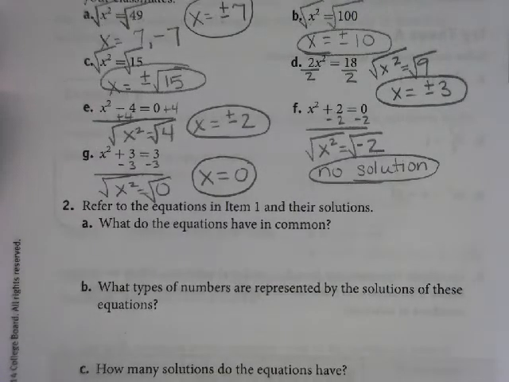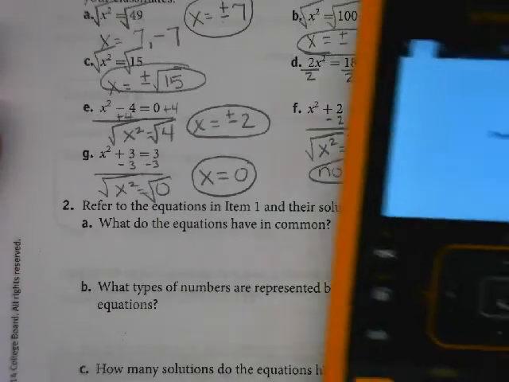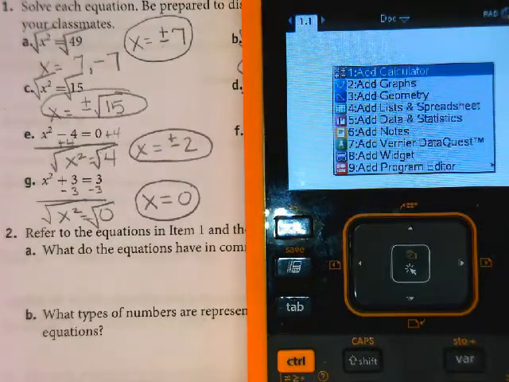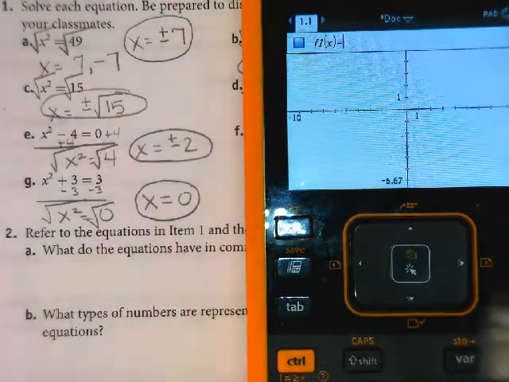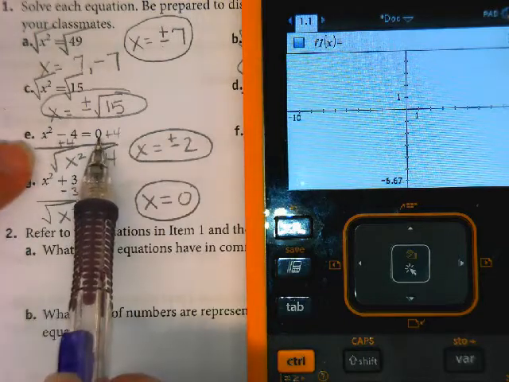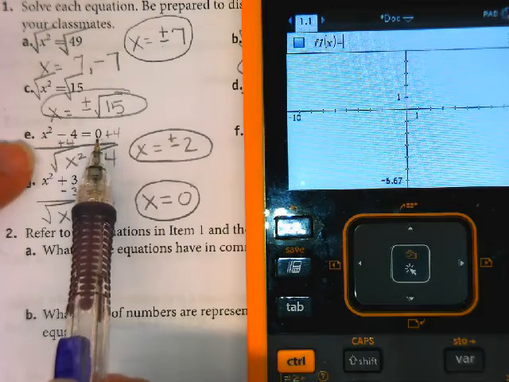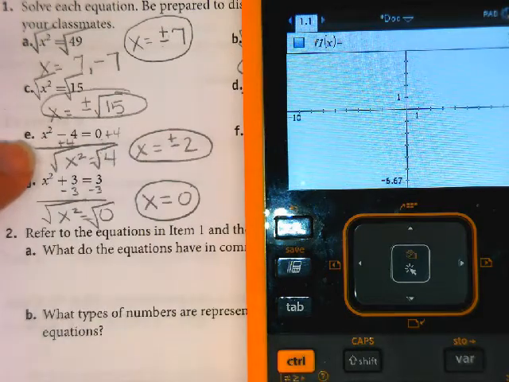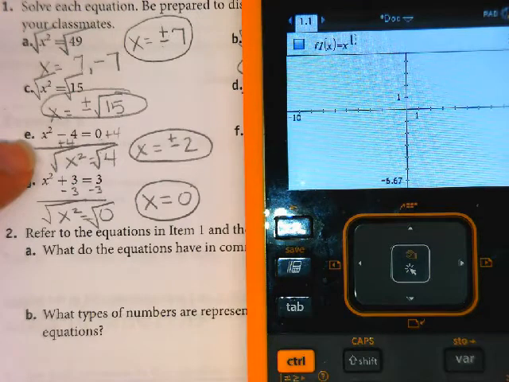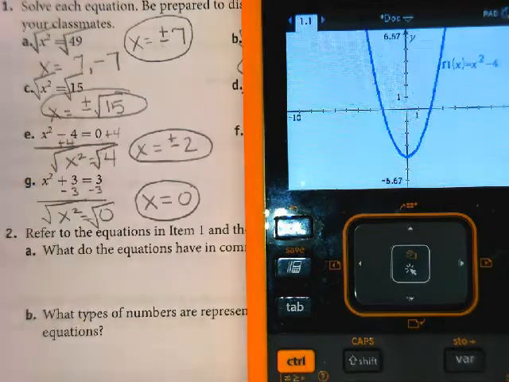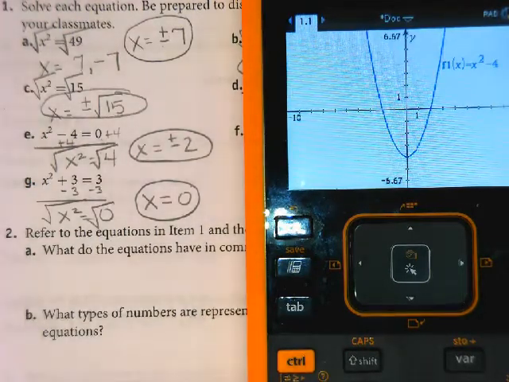All right. So I want to make a couple of connections for you. I need you to go to your calculator here, and we're going to go to a graph. Now notice this says equals 0. Normally when it's a quadratic, it's equal to y. So we're going to pretend that this 0 is a y. And we're going to put in x squared minus 4. What do you notice about this graph?